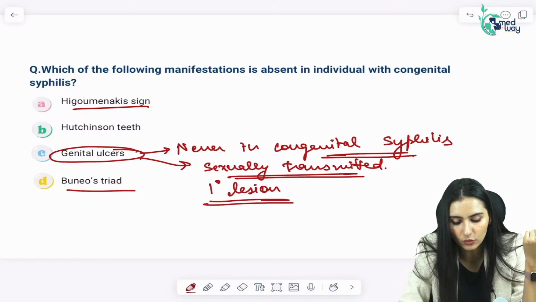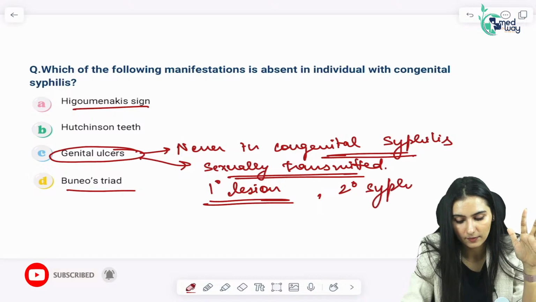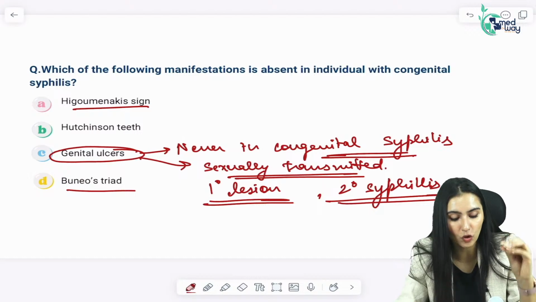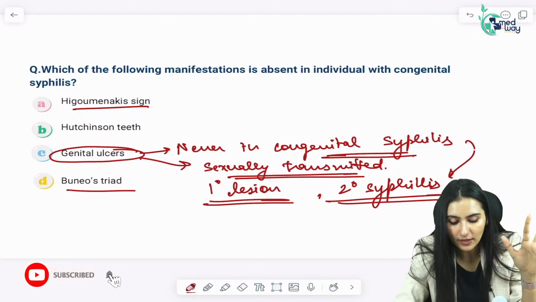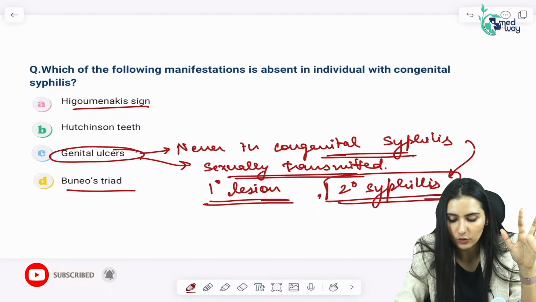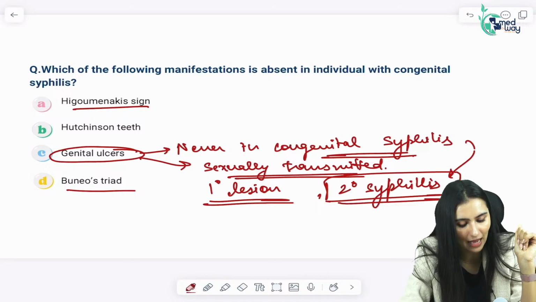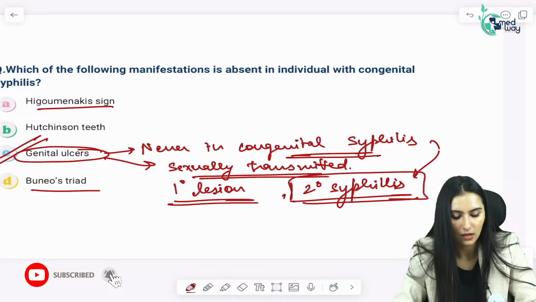They go directly to secondary syphilis, because the syphilis has directly entered the blood. It has not formed that ulcer. So genital lesions are never there in congenital syphilis. It goes directly into the secondary syphilis stage. You will have Higouménakis' sign, you will have Hutchinson's teeth, but you will not have genital ulcers. Please remember that. What are Hutchinson's teeth?